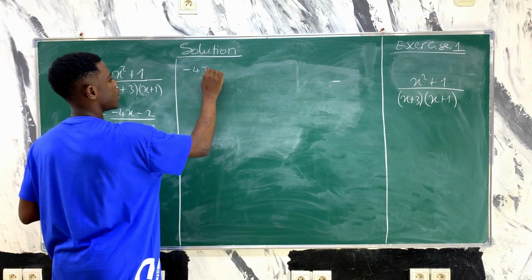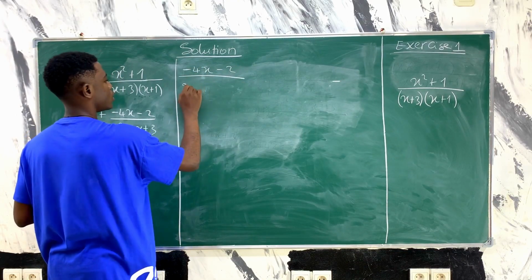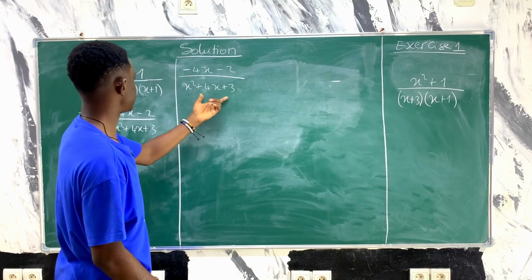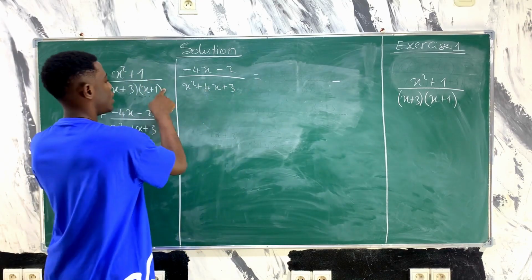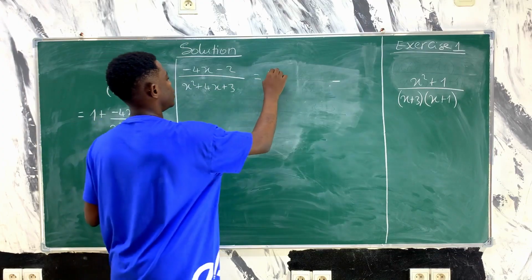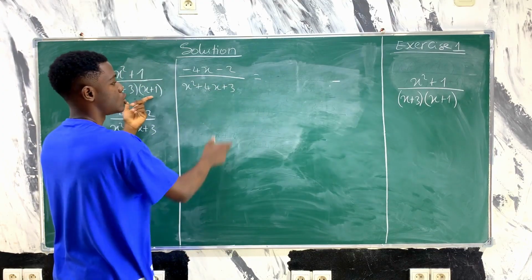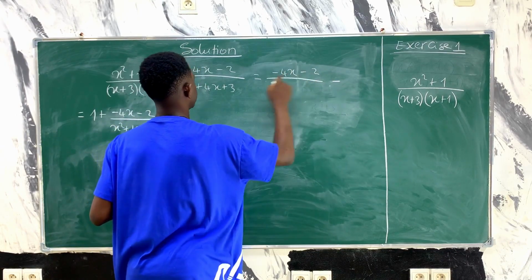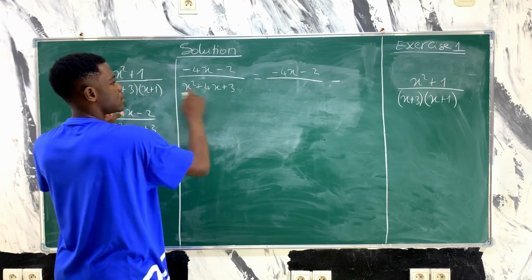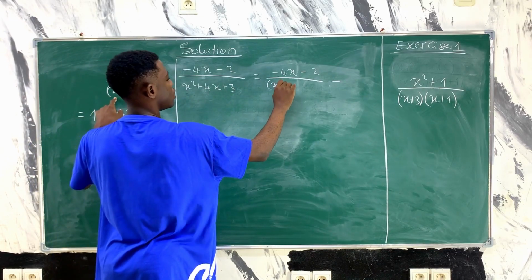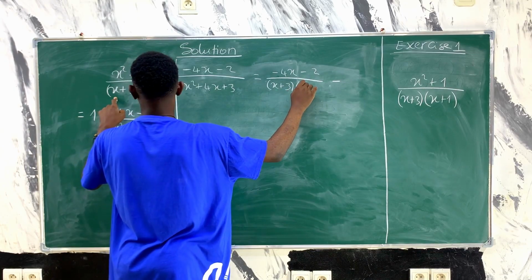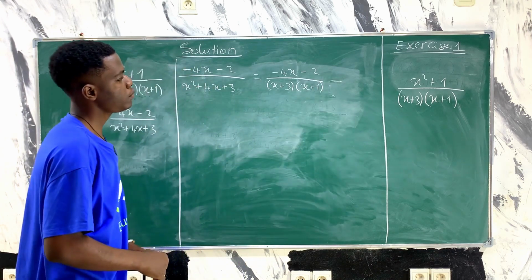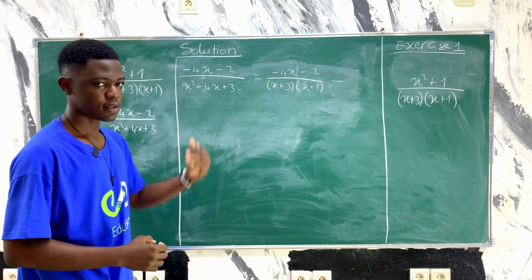Minus 4x minus 2 all over x squared plus 4x plus 3. We can see that the denominator here is the same as this denominator, because it is this denominator that was expanded to have this. So we have minus 4x minus 2 divided by this, which is x plus 3, x plus 1. Yeah, so that is it.